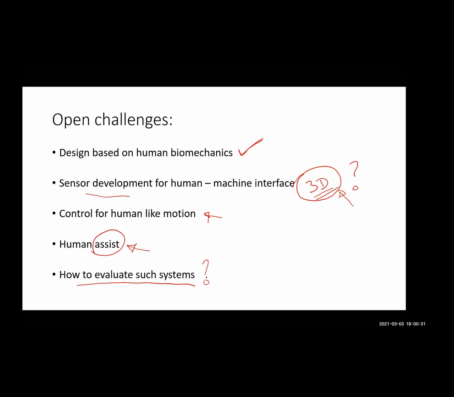The person was actually carrying the exoskeleton. Okay, was the energy saving on either side? Okay, how do you know? So these are some aspects which are still very, very open. So this is an area I think which is very open, and there is a lot of research going on.